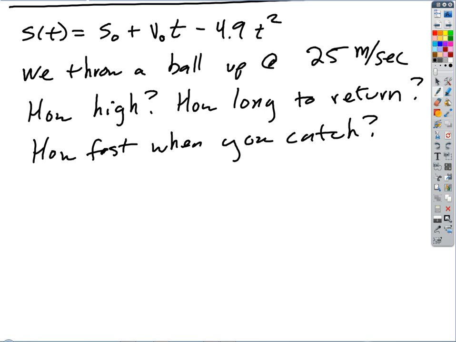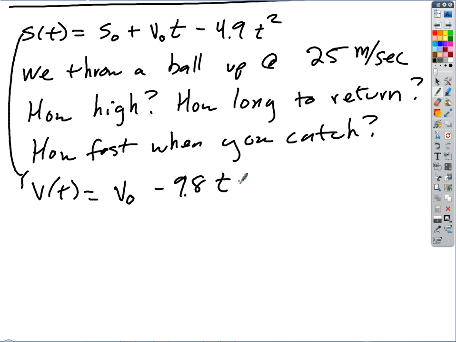And by the way, if we know this, we also know the other equations of motion. We said that we could differentiate this. I guess there is a little bit of calculus. If I take the derivative of that to find velocity, what do I get? The derivative of the constant is 0, and the derivative of v naught times t is just the constant. So initial velocity minus, bring down the 2 times 4.9, 9.8 t.